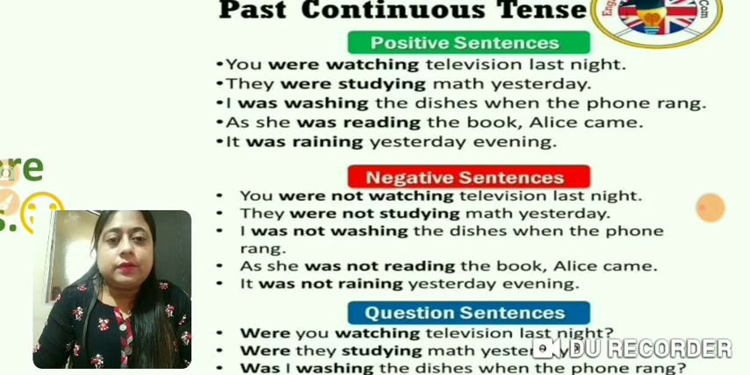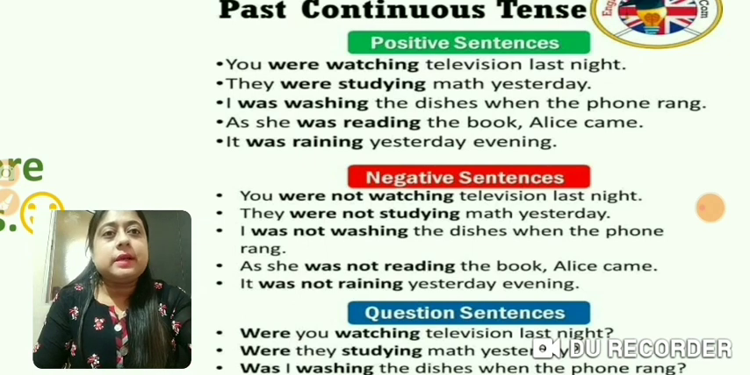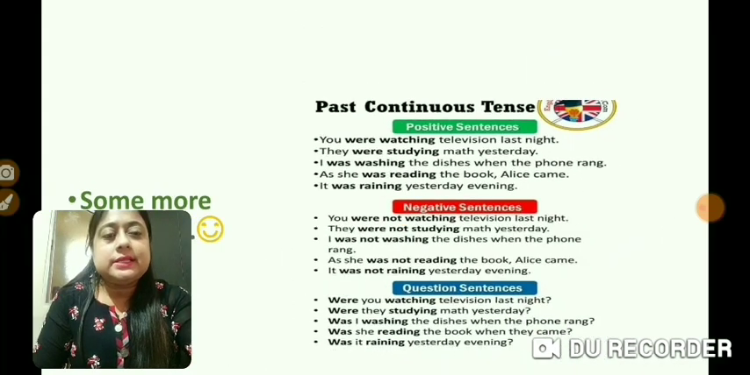And in interrogative form: were you watching television last night? Were they studying maths yesterday? Was I washing the dishes when the phone rang? So these are some examples of past continuous tense.